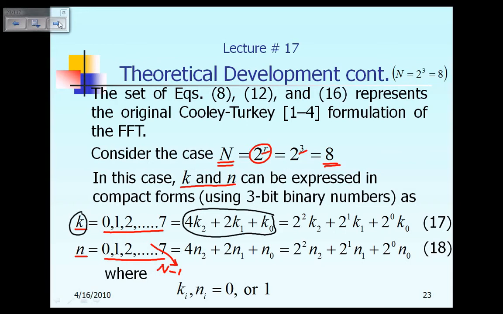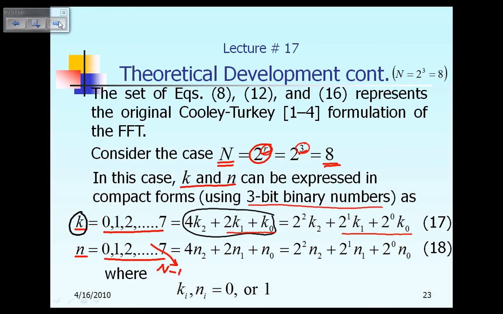Now, according to the previous lecture, if you remember, I told you that I don't like to express it like 2k1 plus k0. Instead, I prefer to express it like 2 raised to the power 1 times k1, plus 2 raised to the power 0 times k0, in the previous lecture. So now you can see we can generalize a little bit more, because in this case, the index R is equal to 3. That means you're supposed to have a 3-bit binary number.